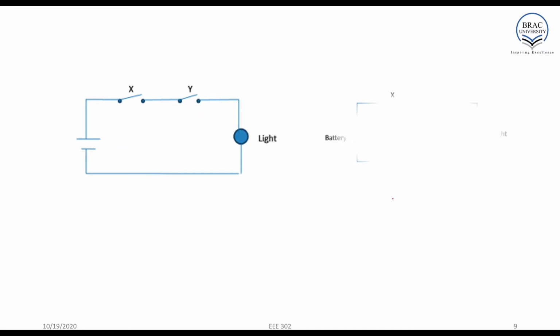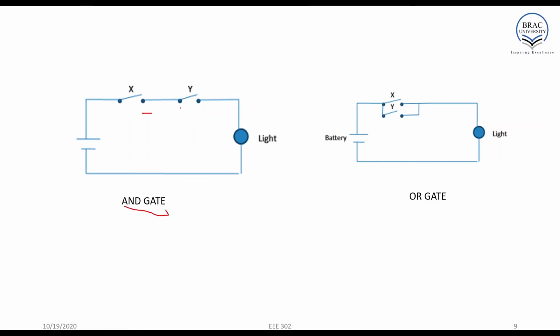And you can represent these two circuits with these two gates. So this is the AND gate configuration of a circuit, and this is the OR gate configuration.